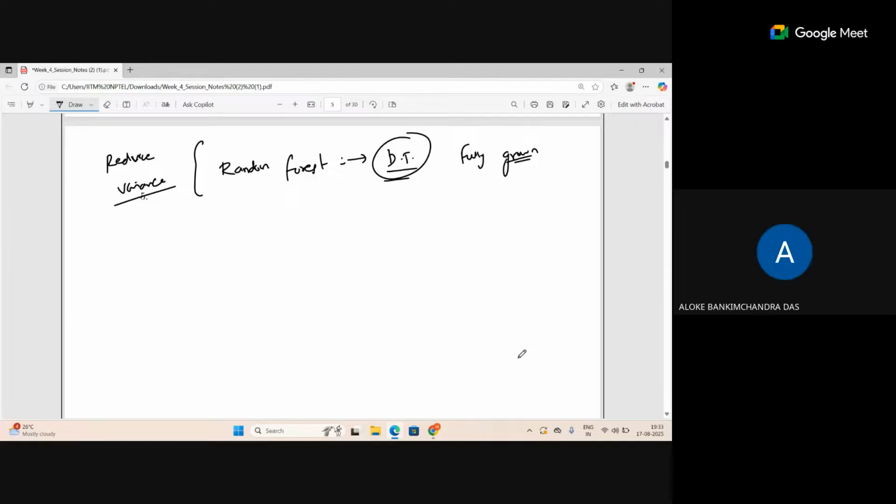Is there any name for this hyperparameter M? No, there is no such name.